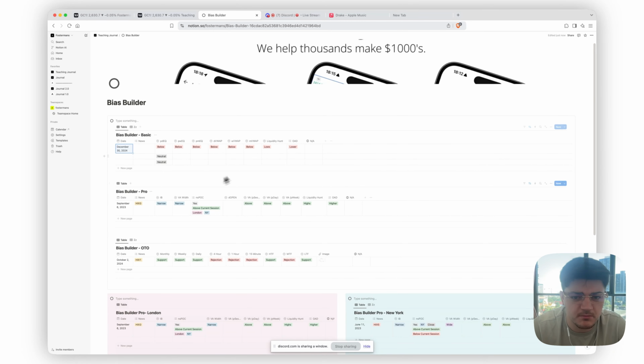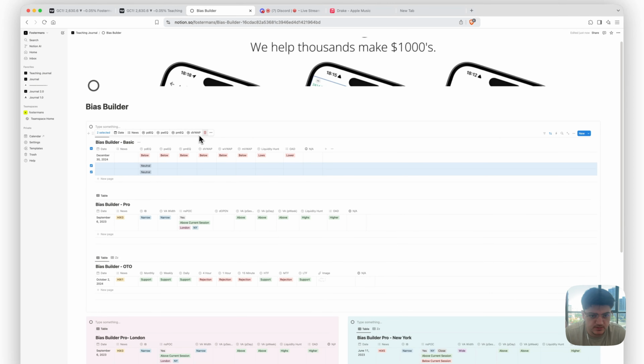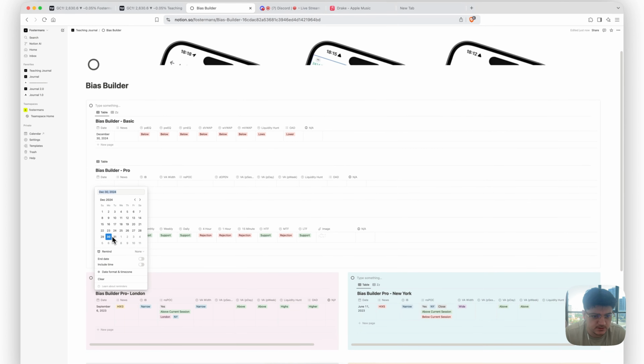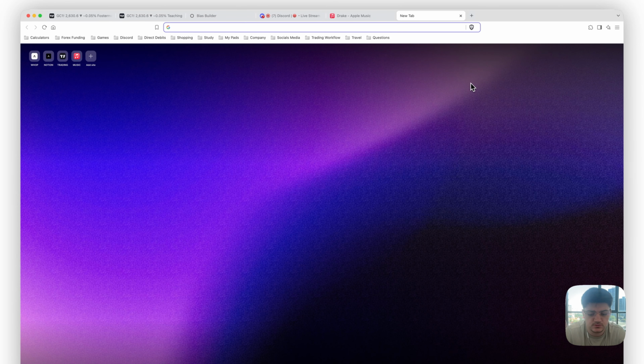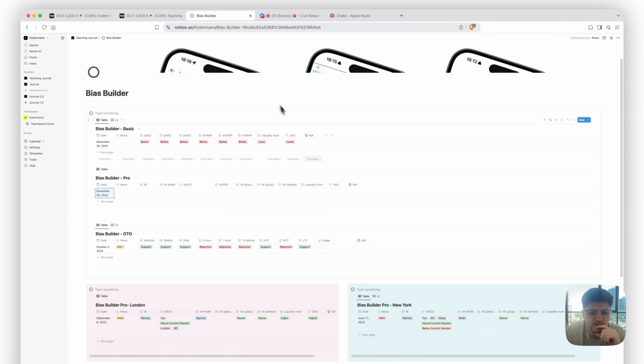Okay, so let's go to bias builder. Let me just delete these actually, and we'll keep it all consistent. Okay, and we'll go to the pro. I'm going to go to the new one and just delete this. Okay, so let's go to the date. Today's the 30th. Let's check news. Actually, you know what? We'll do news a little later because that actually makes a lot more sense.